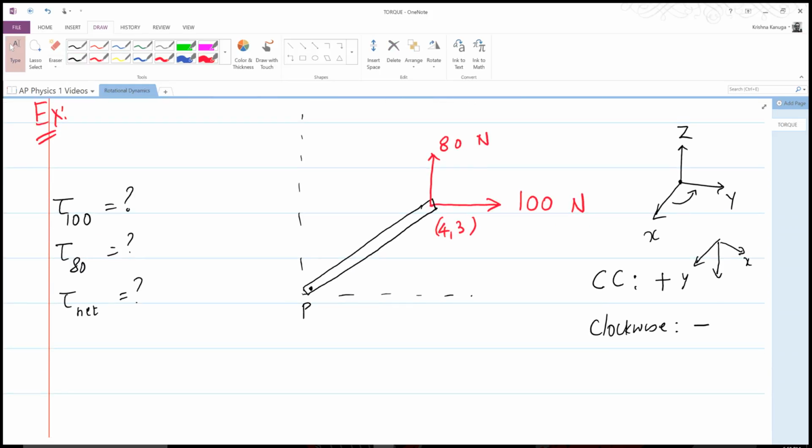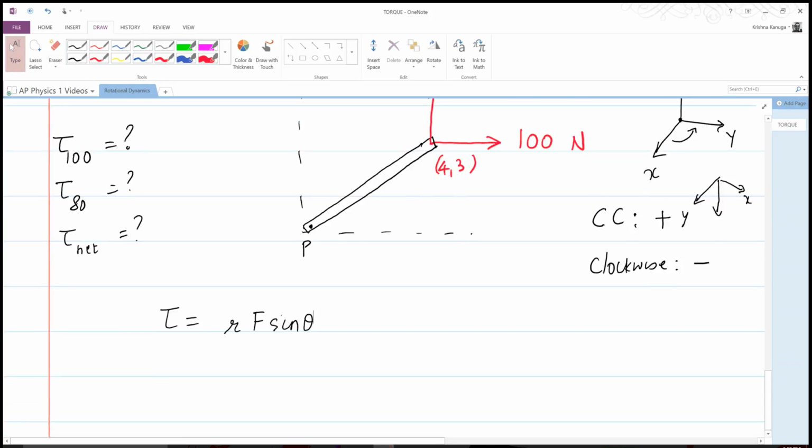Now, what we know is that torque is equal to R times F times sine of theta. So in this problem, we know F for each of the forces, but we need to know R and we also need to know the angles. Let's take that approach first and then look at an alternative approach. Calculating R is very easy. We've been given the coordinates of these points, so R is simply the square root of 4 squared plus 3 squared, which is equal to 5. Everything is in meters, so I'm just going to put 5 meters there.